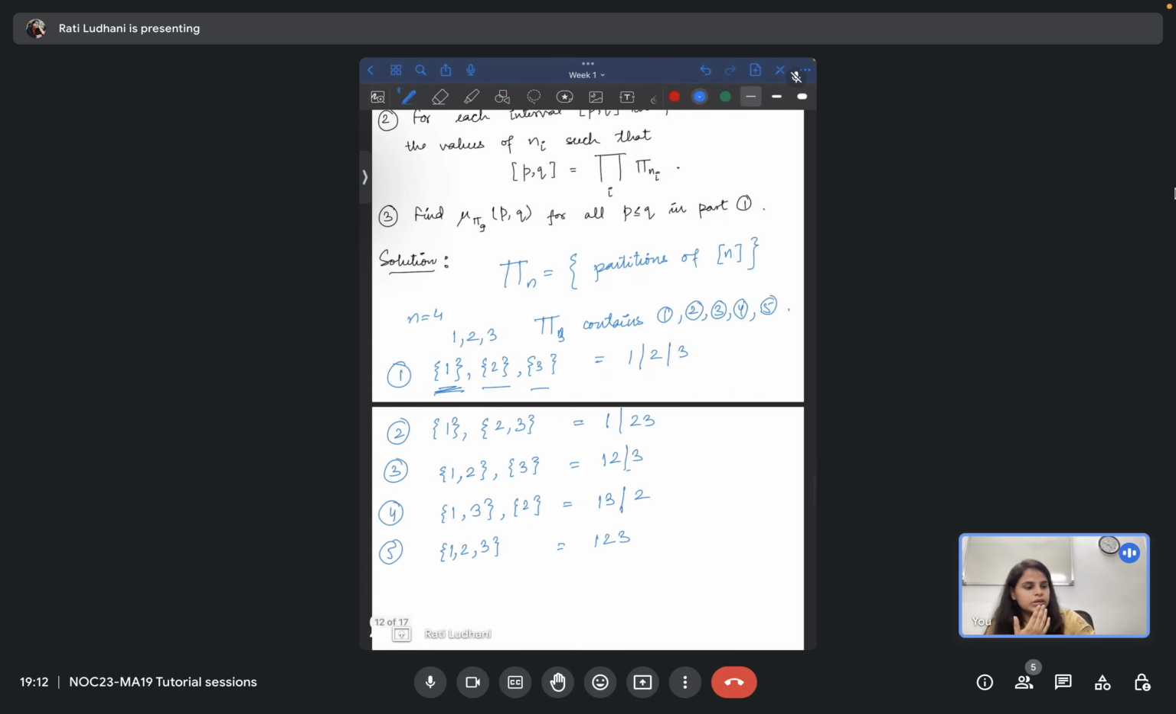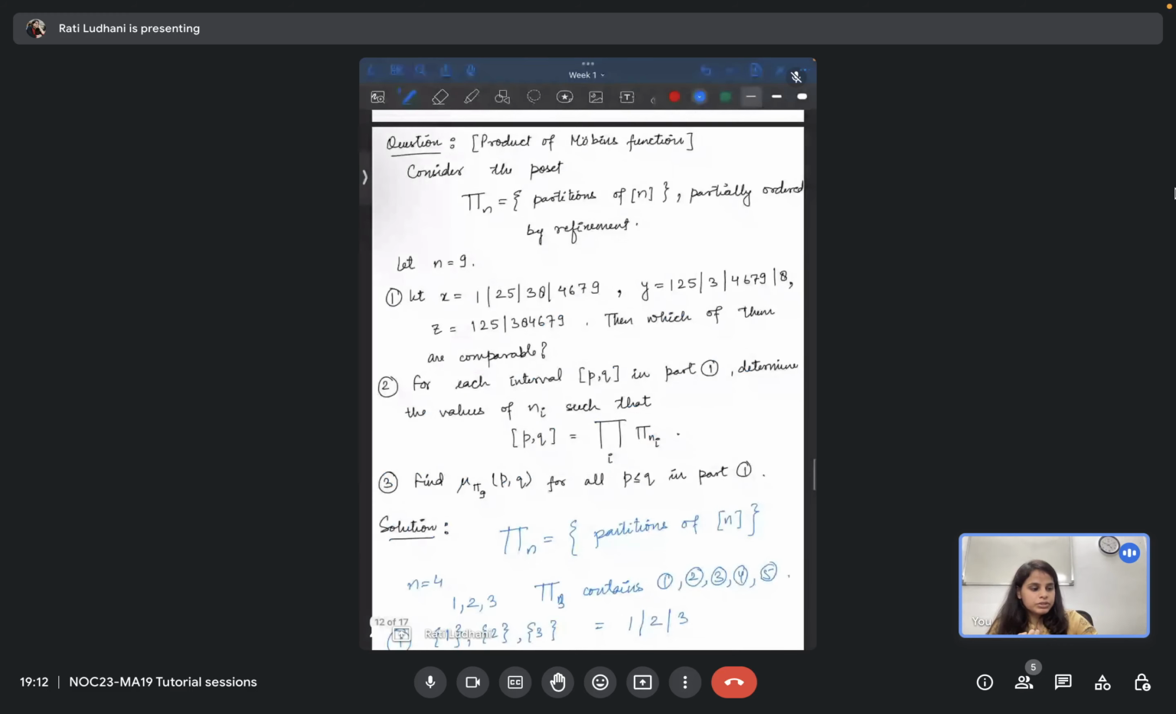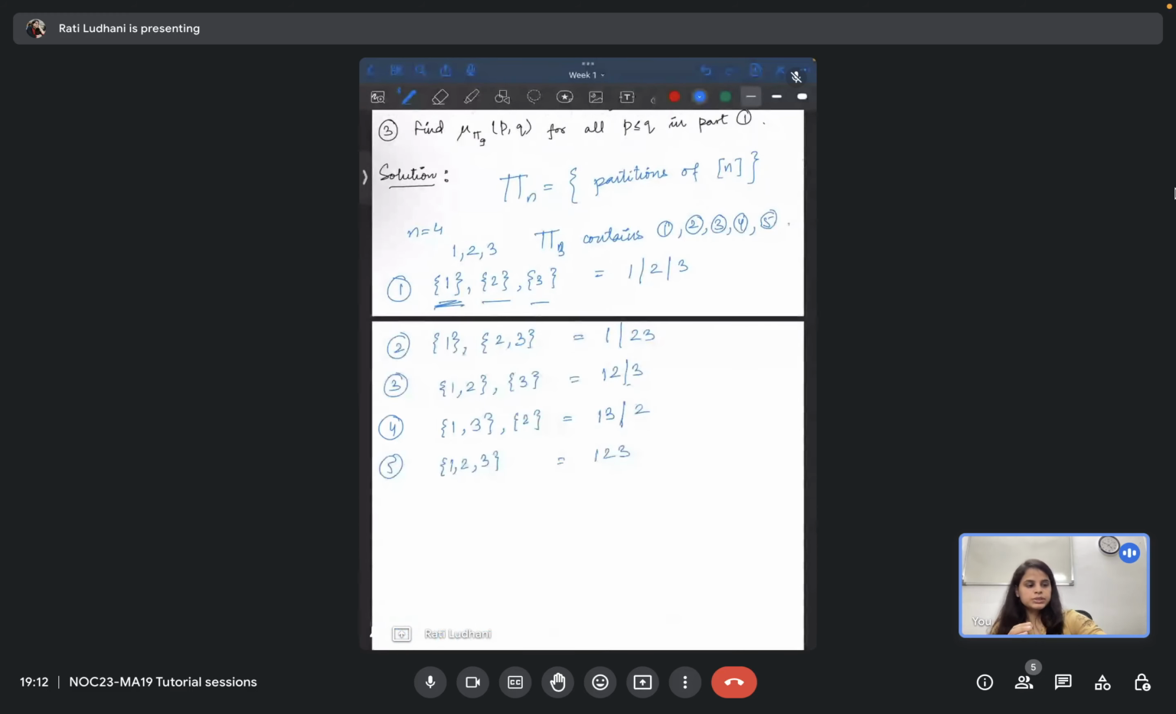Now let's see what you have. Partially ordered by refinement. In this partition set, the relation is such that the refinement should be on the downside. For example, here 1 | 2 | 3, now what you have done is clubbed 2 and 3, so 1 | 23 is above this. So basically 1 | 2 | 3 is less than 1 | 23. The one which is down, on the left side, should be the refinement of the upper one.